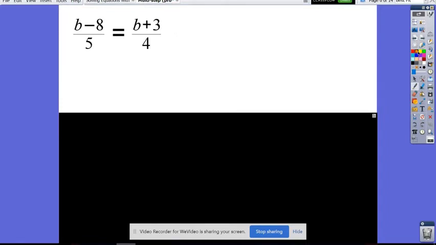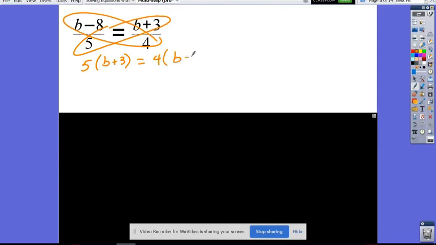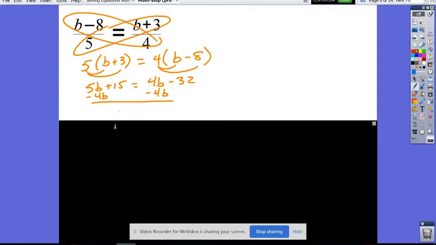Even if they have variables, in this case the letter b on both sides, we cross multiply. 5 times the quantity b plus 3 is equal to 4 times the quantity b minus 8. We solve by distributing. 5b plus 15 equals 4b minus 32. Variables on both sides, minus 4b, minus 4b.